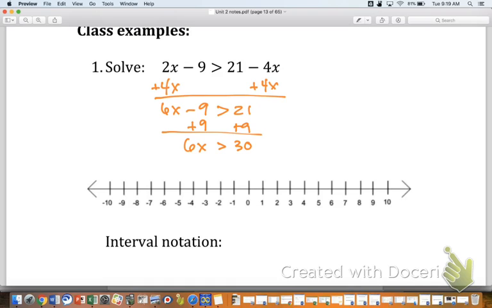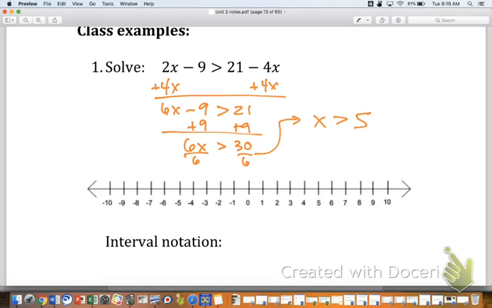And then to get the x by itself, dividing by 6 would be the way to go. So if I divide both sides by 6, I'm going to get x is greater than 5. And there's 2 ways to express the answer beyond just the x is greater than 5, and that's a fine way to do it. We could use a number line.